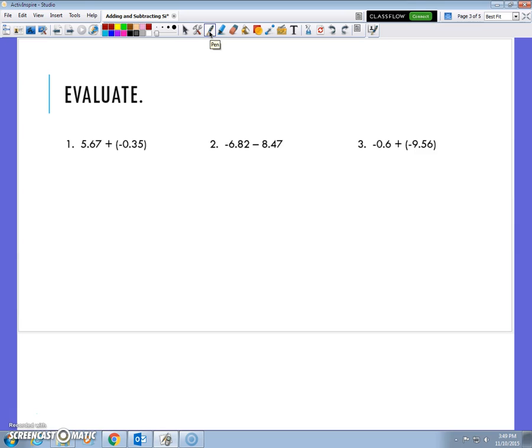What I'm going to do is, I like the vertical method. So I'm going to do 5.67 plus negative 0.35. What's happening when I'm adding a negative is I'm actually getting smaller. So instead of writing plus negative 0.35, we know that would be the same thing as subtracting 0.35. Okay, we're just changing that addition problem into a subtraction problem. And so now if I do it vertically, 5.67 minus 0.35, I can subtract.